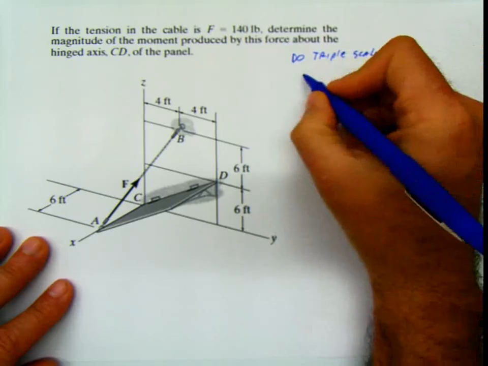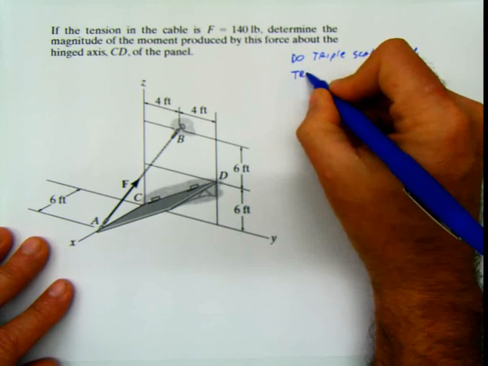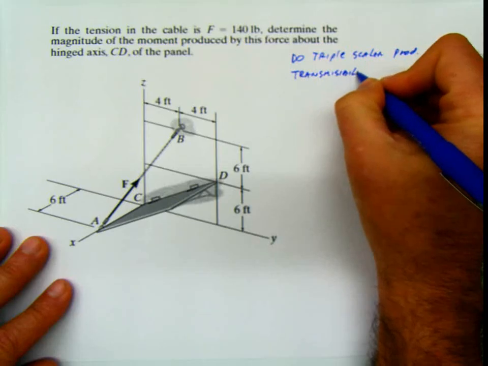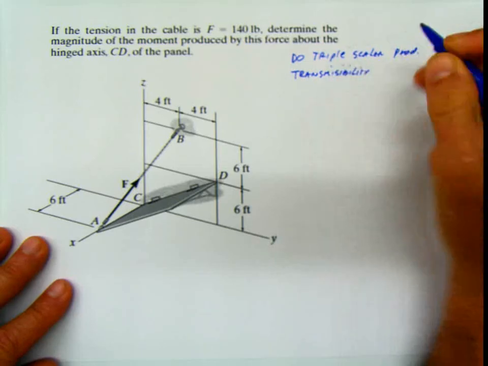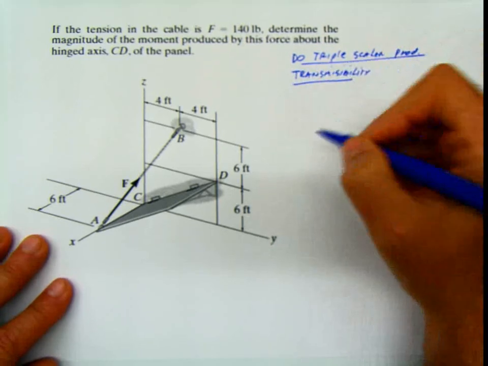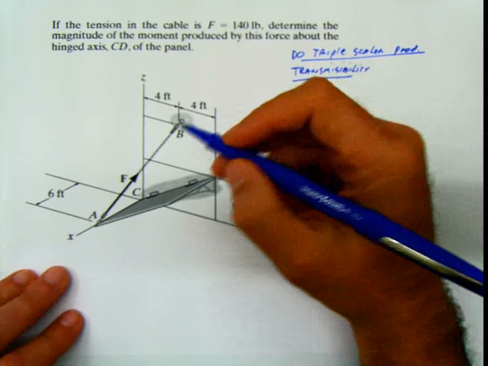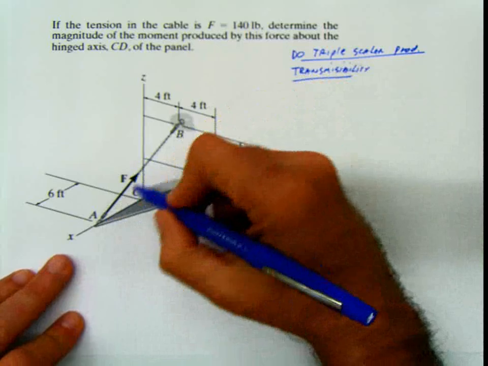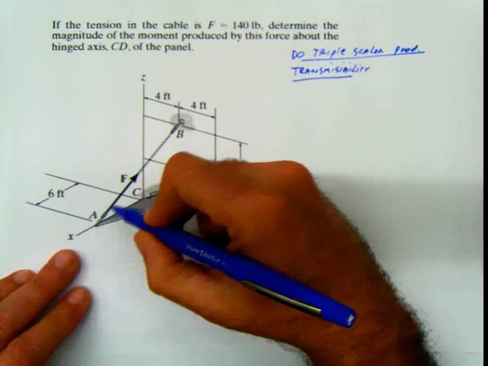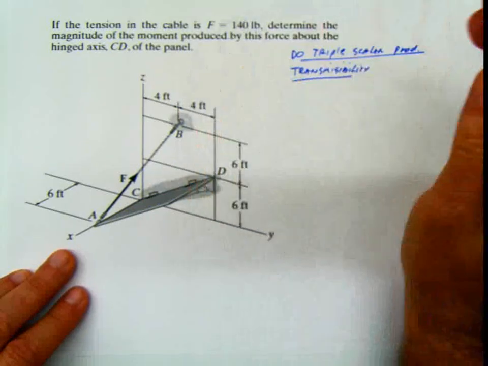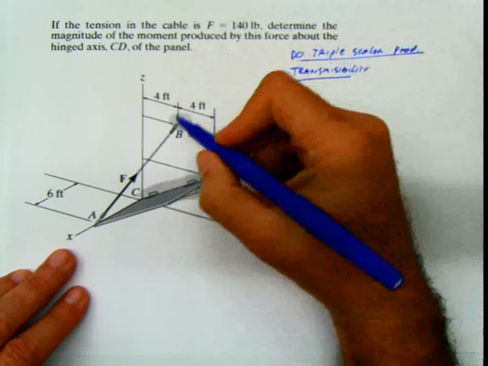And also, I'm going to use the principle of transmissibility that we discussed previously in this problem. Why? Because the principle of transmissibility says that basically I can put this force wherever I want along the line of action. The problem is solved. This is just another way that you could solve it.